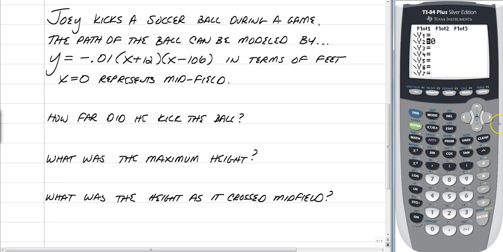So the first thing you're going to want to do is type the equation into y1 of your calculator. So that would be -0.01. And then in parentheses you have x plus 12.